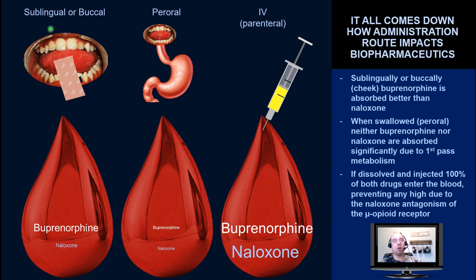Peroral doesn't work. Sublingual won't work either because it's essentially a slower route. It's not a way to rapidly get a lot of buprenorphine in your system because of the dosage form. But you will avoid getting too much naloxone, so you will get some effectiveness or efficacy.